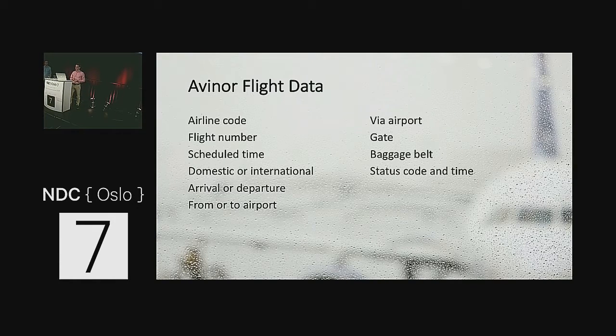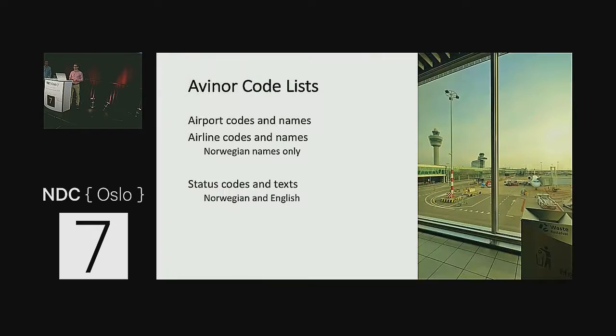From this service, you can get every flight on the Avinor-controlled airports and under their flight control with an airline code, the flight number, its scheduled time, whether it's a domestic or international flight, if it's an arrival or departure, to or from which airport, and these are the mandatory fields. You might also get fields like via airport if it's several stops, departure gates or baggage belts if it's an arrival, and the status code and time. Status codes can be this flight has been delayed or it's been cancelled, or it's gotten a new time.